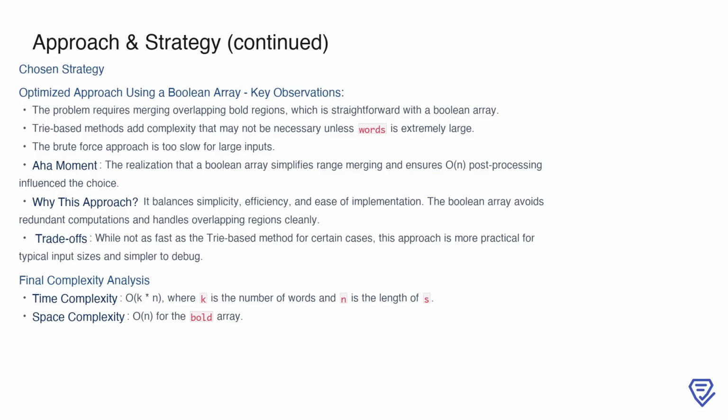The breakthrough insight was recognizing that a Boolean array simplifies the merging of ranges while avoiding redundant computations. This approach strikes a balance between simplicity, efficiency, and ease of implementation. It is practical, easier to debug, and performs well for most cases. In terms of complexity, the time complexity is O(k*n), where k is the number of words and n is the length of S. The space complexity is O(n), which is used for the Boolean array. Overall, this method provides a clean and effective solution to the problem.